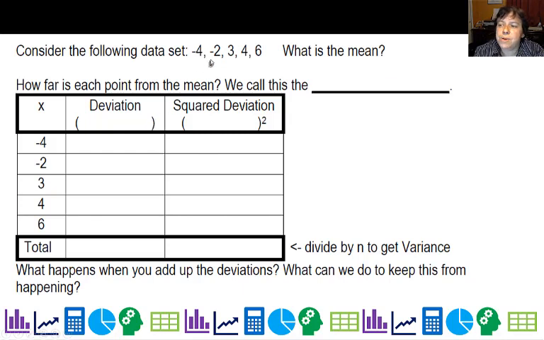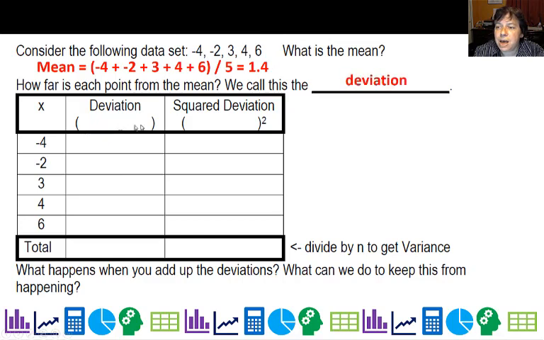So we're going to take a look at the following data set with the points -4, -2, 3, 4, and 6, which is listed right here in the table. If we're going to find the deviation, we need to know how far the point is from the mean. The mean is just adding up all those points and dividing by 5, which is 1.4. So to find the deviation, it's x minus x bar, where x bar stands for the mean.